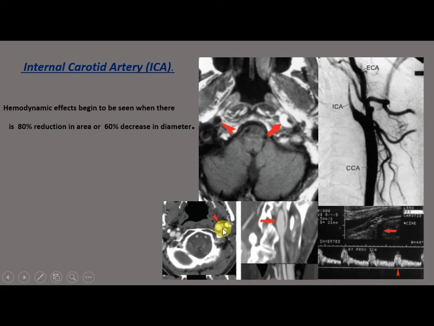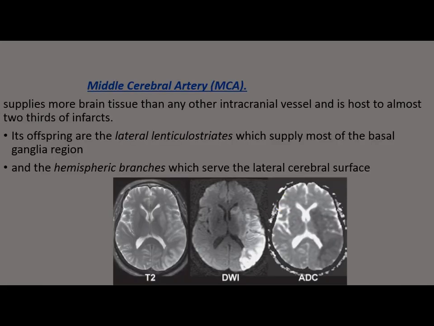This is one other example of internal carotid artery dissection. This is a dissected part, and this small lumen is the remaining internal carotid artery. This is also CTA, sorry. And in Doppler, it says there is a spectral broadening of the internal carotid artery.